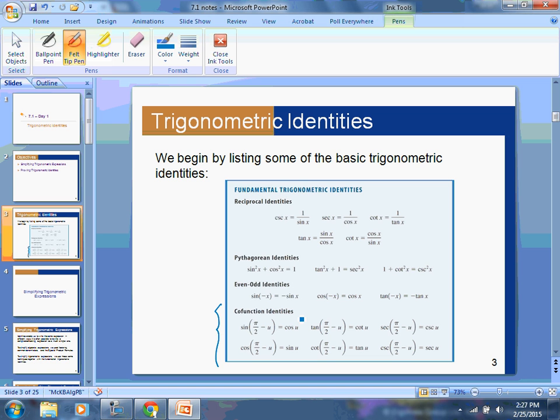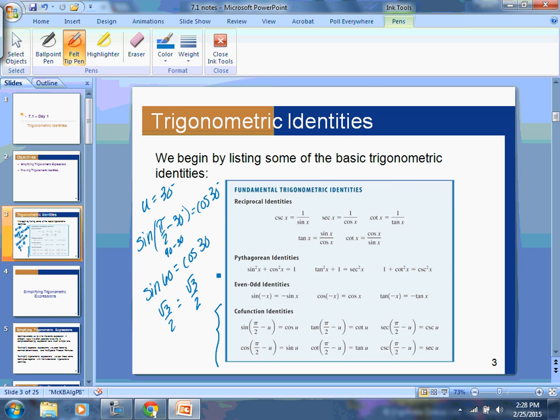Okay, so as a little side, let's just say that u is 30 degrees. Then I would have sine of pi over 2 minus 30 equals cosine of 30. Pi over 2, that's 90, minus 30 is 60. So this is really sine of 60 equals the cosine of 30. Now if you think back to your unit circle, think of that first quadrant. Sine of 60 was square root 3 over 2, and cosine of 30 is also square root 3 over 2.